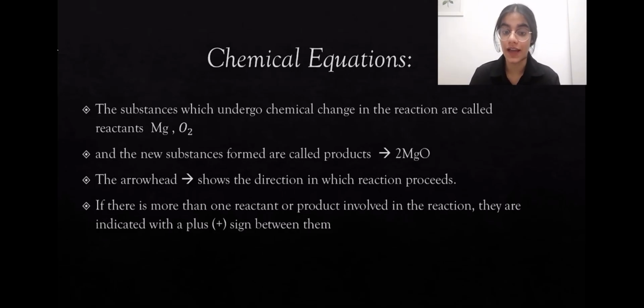The arrowhead actually shows the direction in which the reaction proceeds. So, when magnesium and oxygen react together, it goes towards the direction of magnesium oxide. Arrowheads show direction. If there is more than one reactant or product involved in the reaction, we indicate them by using a plus sign between them. So, if magnesium and oxygen are reacting with each other, we say Mg plus O2 to form 2MgO. That is the entire chemical equation.